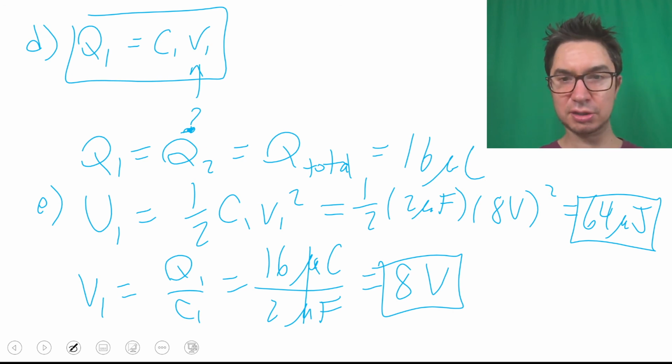And that concludes these basic concepts of capacitor circuits with both parallel and series capacitors. In our next video, we're going to take a look at RC circuits.